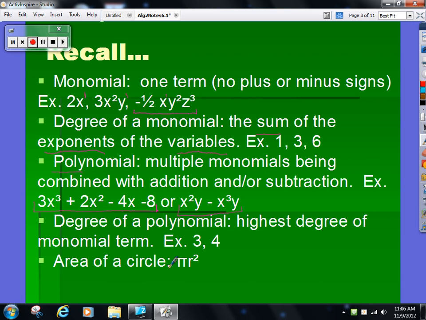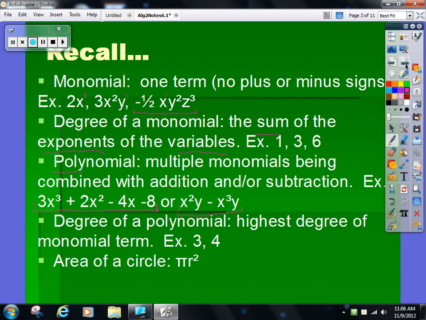The degree of the polynomial. This is tricky. You don't add everything. You look at each monomial and you pick the one that's highest. So in this one, this is a degree 3 polynomial because the biggest degree of the monomial is 3. This monomial has a degree of 3. This monomial has a degree of 4. So we say that it's a 4th degree polynomial because you go with the highest degree there. This may seem really random, this area of a circle thing, the pi r squared, but that's going to show up on a homework assignment. So that's why that's there.